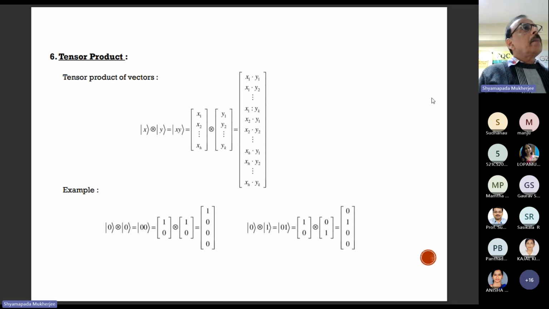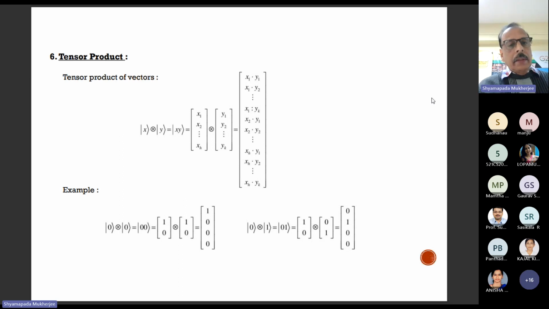Now you see there is another type of product called the tensor product, which we shall make frequent use of in entanglement. When we study entanglement of a quantum system, we can make use of this type of product, which is called the tensor product. You see, x is again a ket vector, y is again a ket vector, like x1, x2, xh, and y1, y2, yk. If you find the tensor product between these two vectors, the product is something like this: x1 y1, x1 y2, x2 y1, and similarly xh yk.